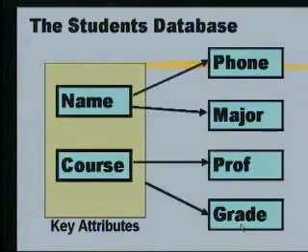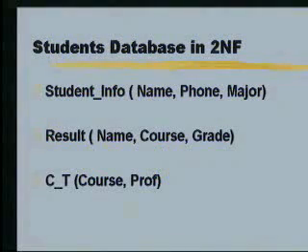third relation. So in a sense, what we are saying is that we have to decompose this particular table into three relations, and these three relations, if kept separately, the problems relating to non-normalization are not going to exist. And these three relations are the student info, which consists of name, phone, and major; result, which consists of name, course, and grade; and course teacher, which consists of course and the professor.